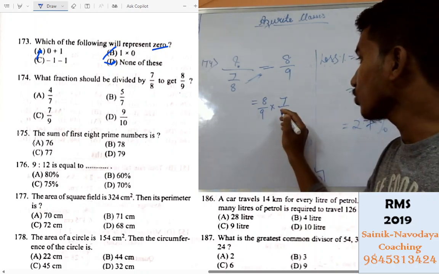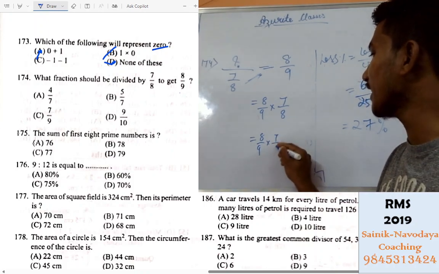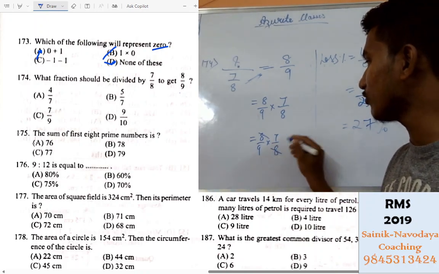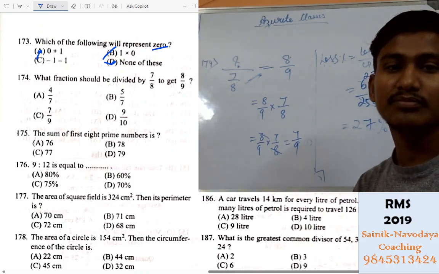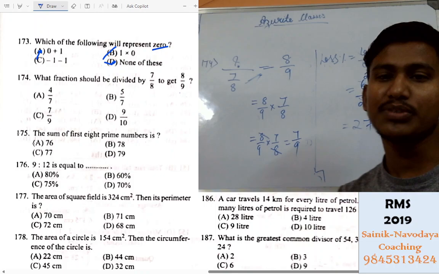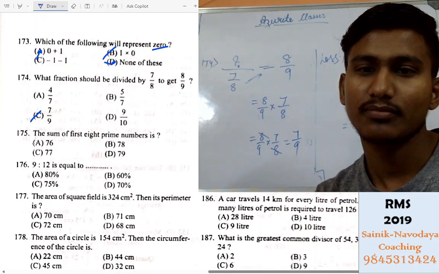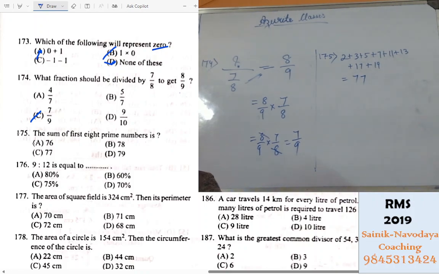That is why. So now we know cancellation. 8 by 9 into 7 by 8 is there. 8 cancels out. 7 by 9 will be remaining. So 7 by 9 means the answer is option C. Okay, the answer is option C. Understand? Option C, sir. Yes.